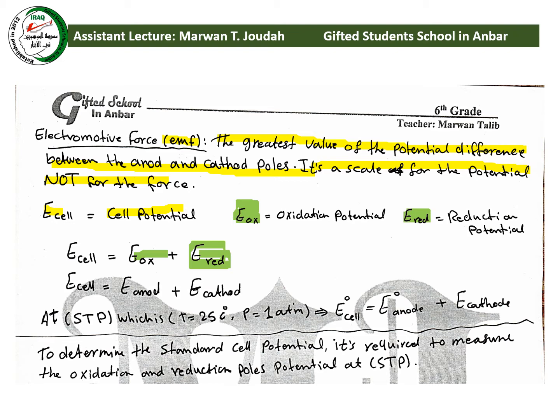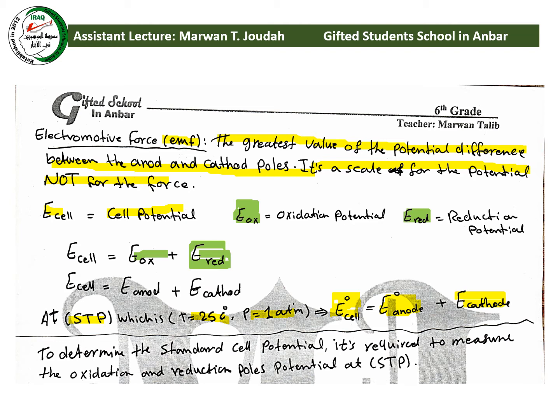Okay. At STP, standard temperature and pressure, the temperature is 25 Celsius and the pressure is 1 atmosphere. The E cell, which is what? The E cell right here is equal to the E anode plus E cathode. So this is the standard one. You have to pay attention to it. It's the same as the previous one. Okay. Standard one. Now we will have an example, and that example will explain what we've been talking about.